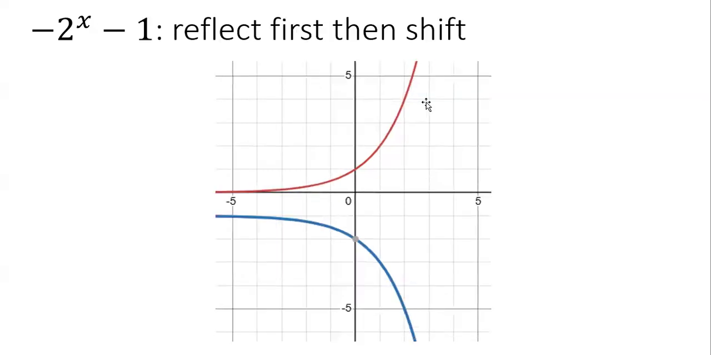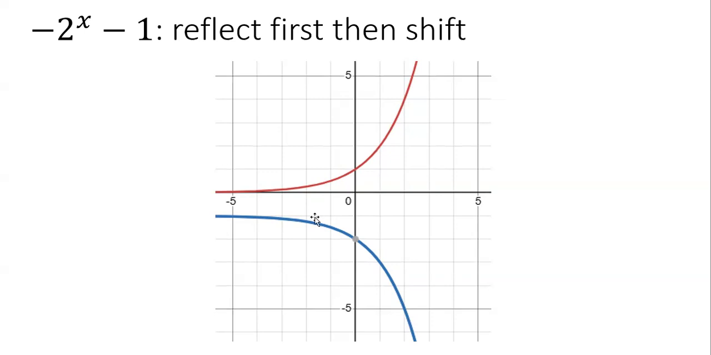So let's take this function, negative 2 to the x minus 1. Again, if we just pick out the pieces of the transformations, it looks like it's getting shifted down by 1 and it's a reflection about the x-axis. So which one do we do first? This is what happens when you reflect first and then shift. You would get this curve over here. Again, this is the parent curve 2 to the x, and this is negative 2 to the x minus 1. Okay, this is correct.